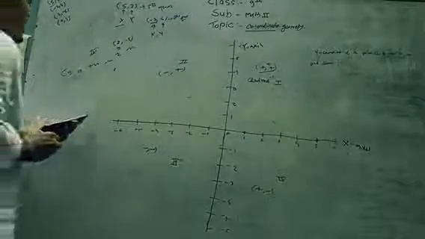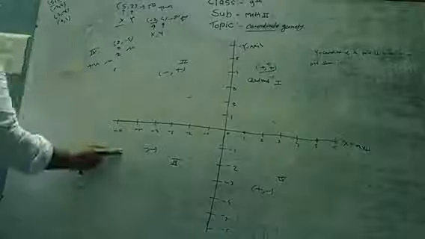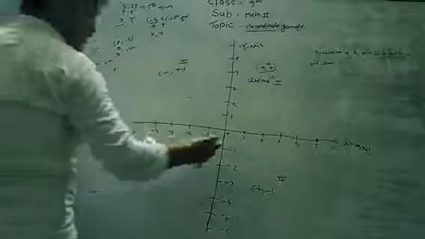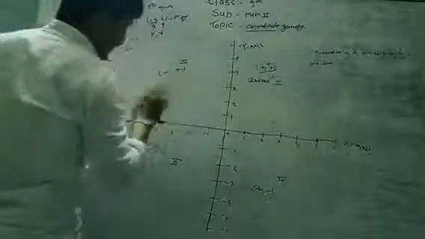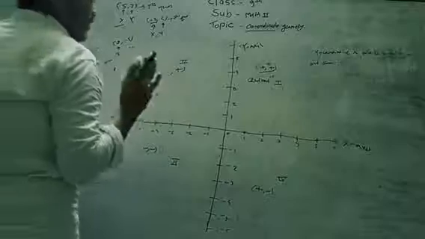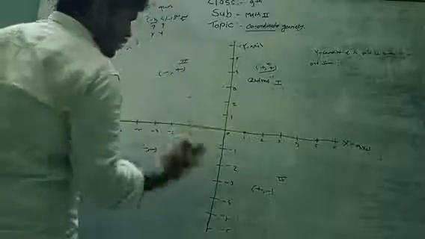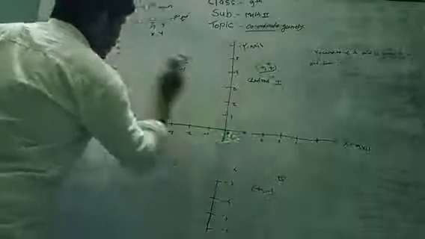Here the point is given as 0, 4, meaning the x coordinate of this point is 0 and the y coordinate is 4. So whenever any coordinate of a point is given as 0, that point definitely lies on either the x-axis or the y-axis.